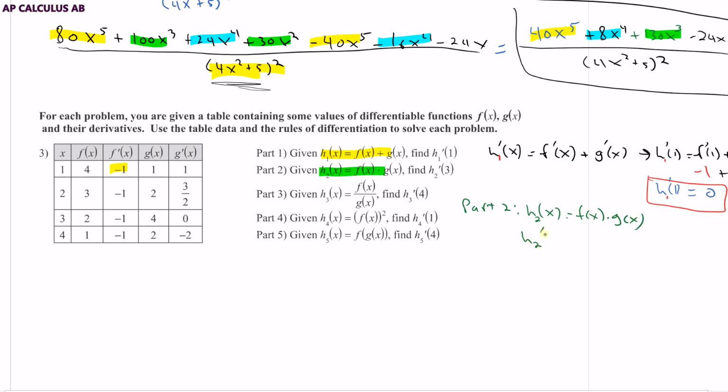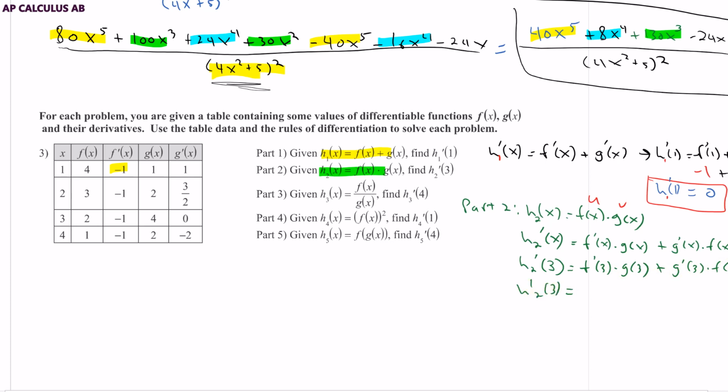So h2, the derivative of that, please notice that this is a product, so you're going to have to use product rule. So the derivative is going to be f prime of x times g plus g prime of x times f. And then when we want to find the derivative at 3, we're basically just plugging in 3 into these everywhere there's an x, and finding these values on the table, right?